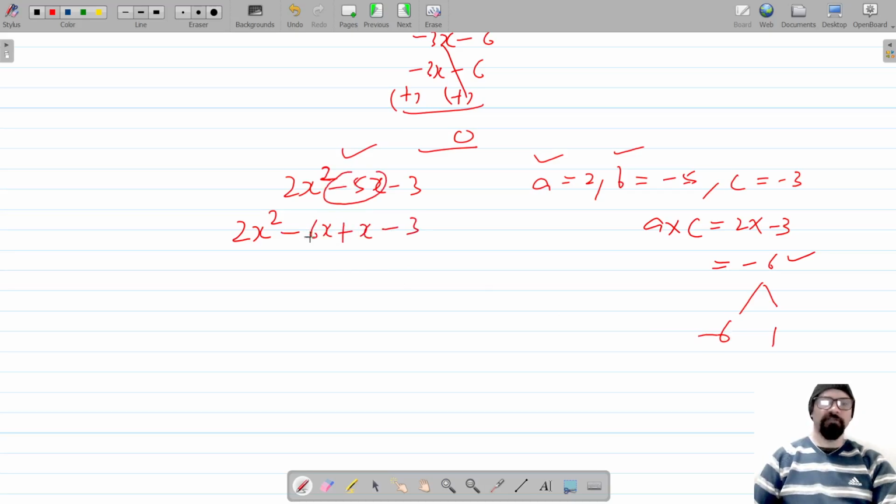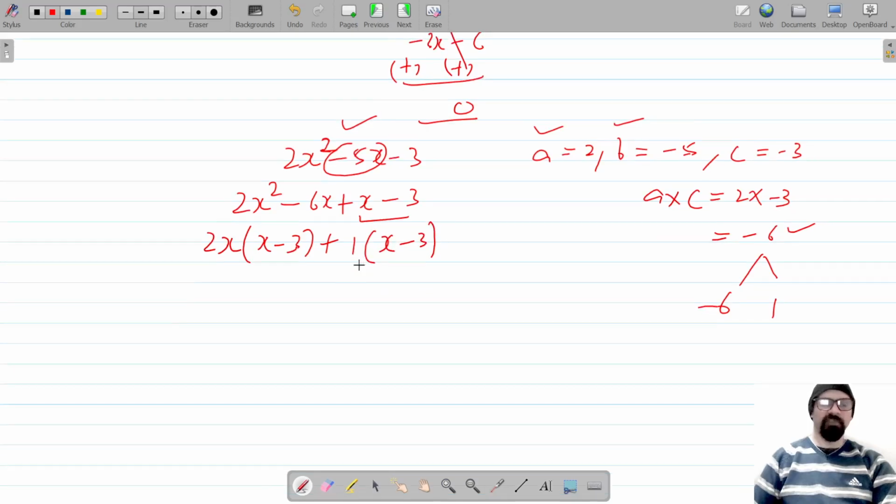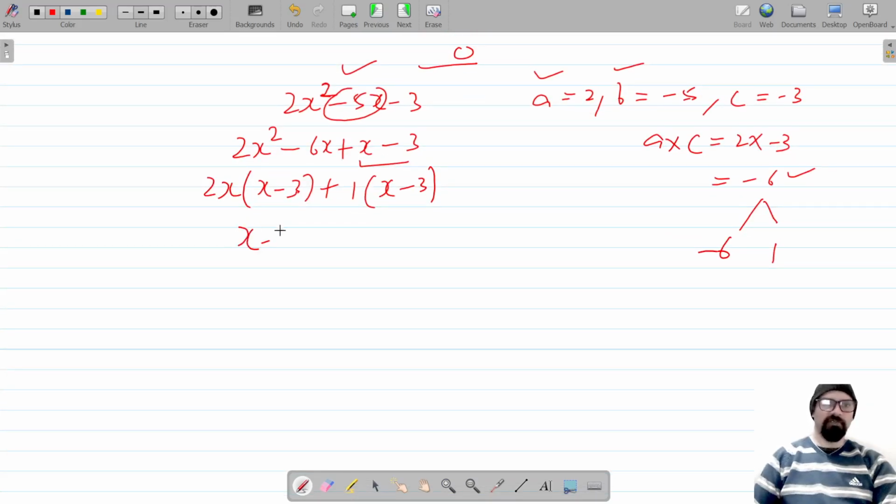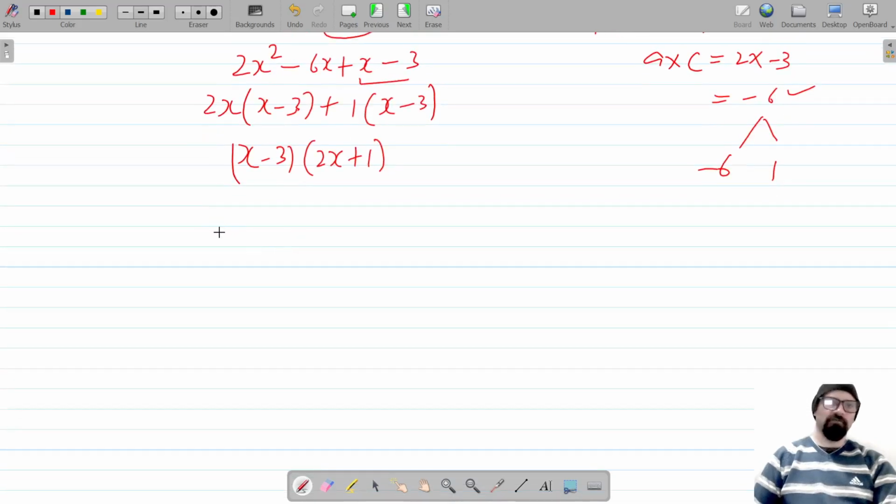So we have split this term into negative 6x plus x, taking 2x common. This is x minus 3. Here it's 1, which is common. Now x minus 3 is common, and we are left with 2x plus 1. So that means that our given polynomial, which was 2x cubed minus x squared minus 13x minus 6, it has 3 factors.